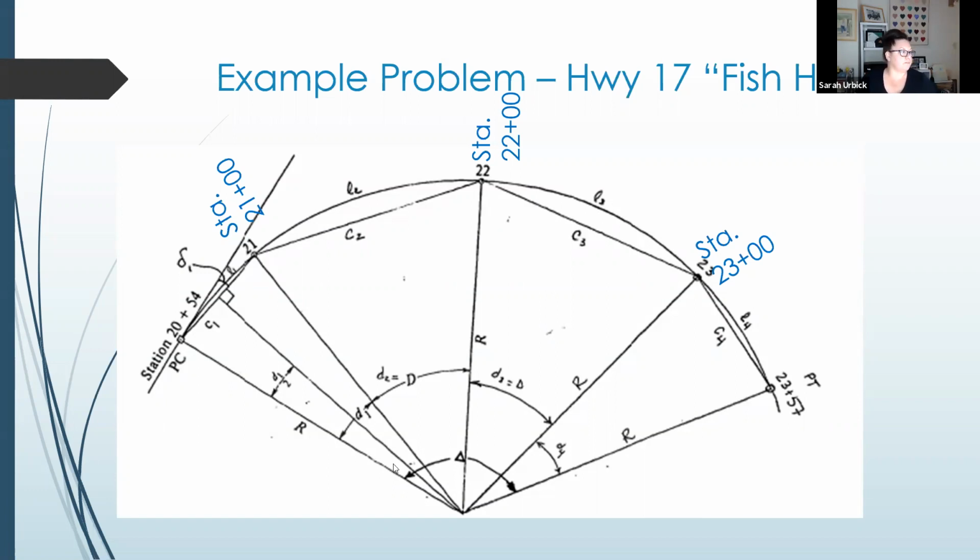So our PC, our point of curvature, is station 20 plus 54. Our point of tangent is 23 plus 57. How long is our curve?